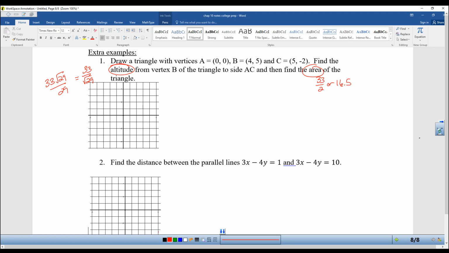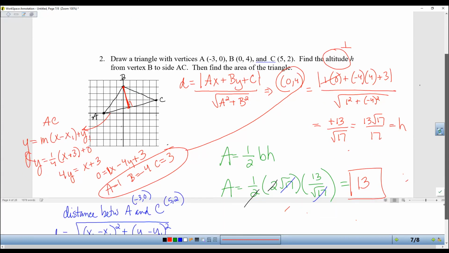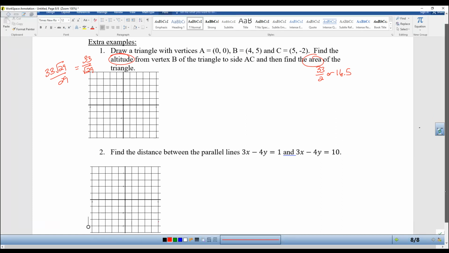I want you to draw it. And then I want you to just go through this very long process that we did for number 2 here. The steps are absolutely identical. It'll kind of solidify it in your mind.